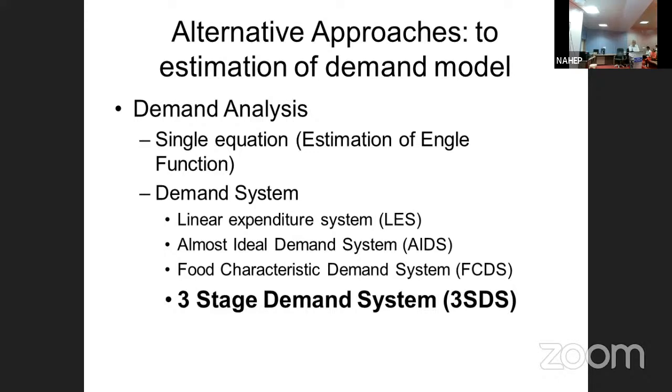The limitation of these models: they are widely used. We can estimate for groups of commodities. We can estimate cereals, milk, vegetables, fruits. So aggregate: let's say you have all commodities in 5 groups. You can analyze by this method, the linear expenditure system and the AIDS model. Then the next part comes, the food characteristic demand system.